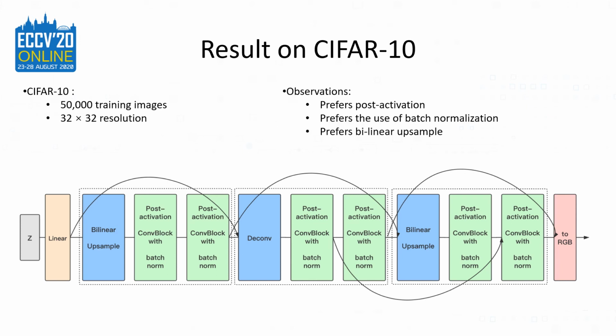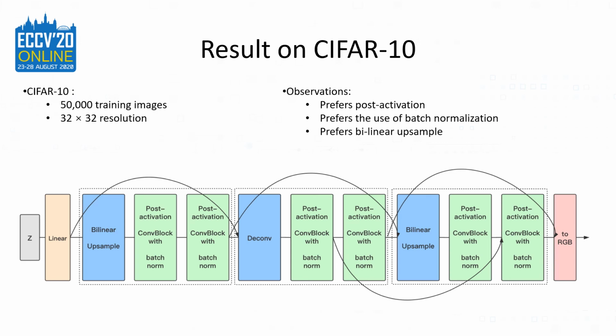By searching with multiple seeds, several notable observations could be summarized. First, it prefers post-activation convolution to pre-activation convolution, and this finding is contrary to AutoGAN's preference, but coincides with previous experience from human experts. Secondly, it prefers the use of batch normalization, and this finding is also contrary to AutoGAN's choice, but is in line with experts' common practice. And finally, it prefers bilinear upsample to nearest neighbor upsample, and this in theory provides a finer upsample ability between different cells.